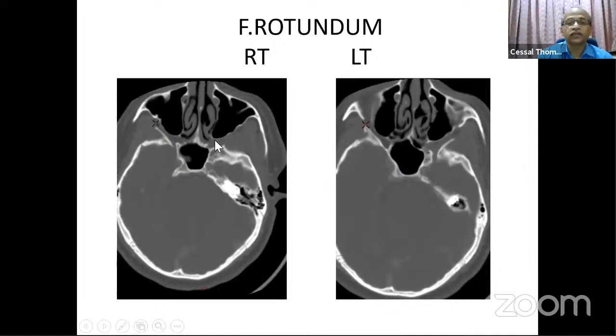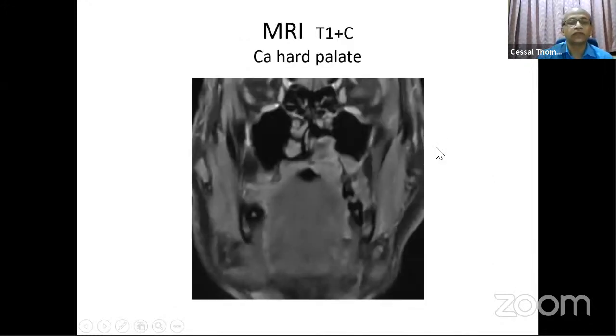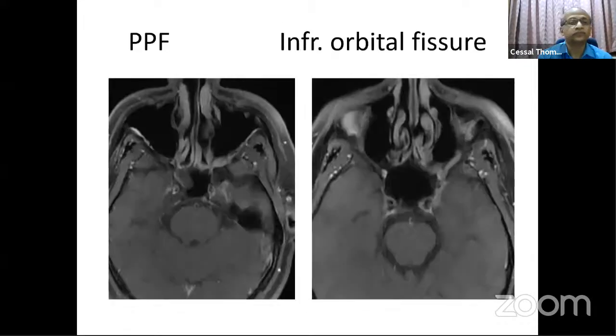And the pterygopalatine fossa here, and this is the bone window, and the widening of the foramen rotundum here. And in the MRI, you can see the same lesion, hard palate lesion. And here, this is actually a T1 weighted contrast image. You are seeing an enhancing lesion in the pterygopalatine fossa.